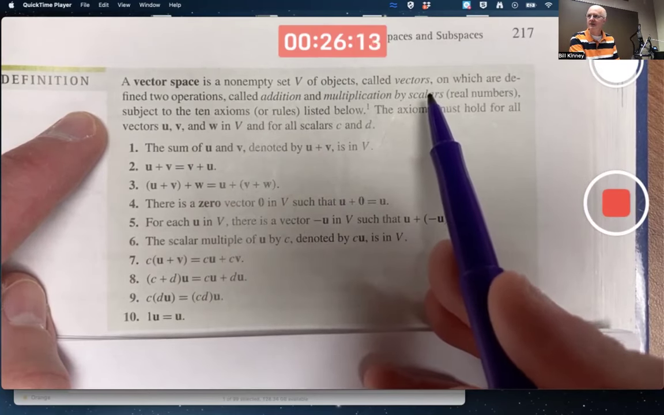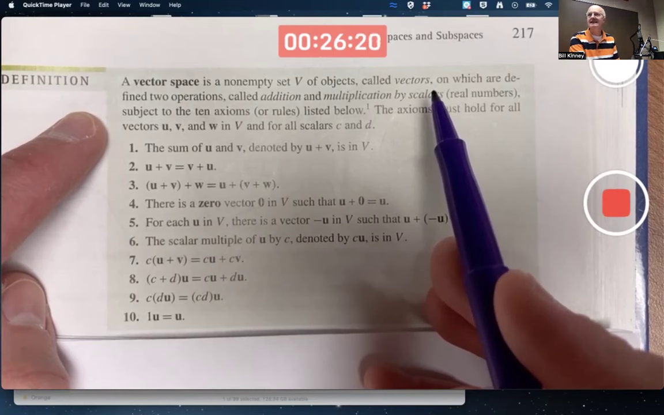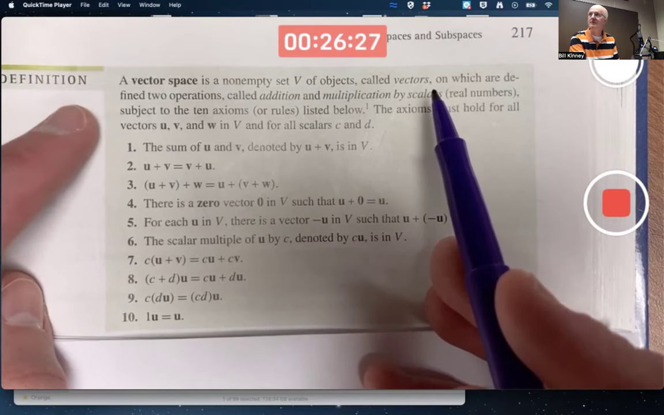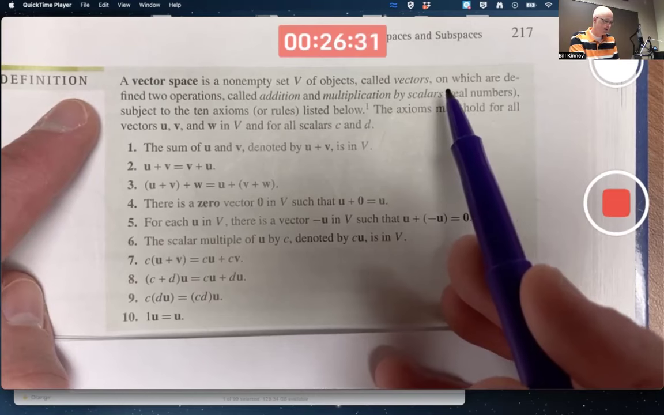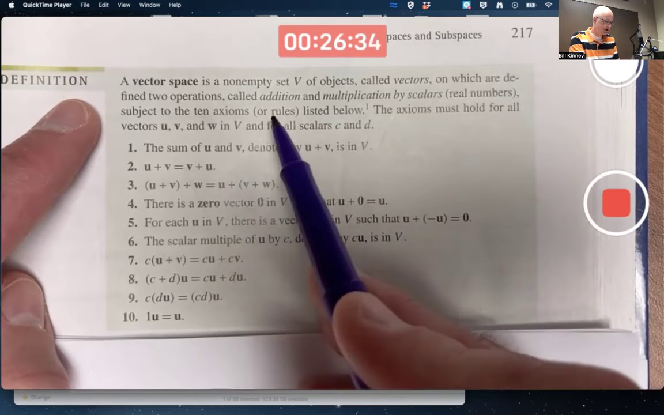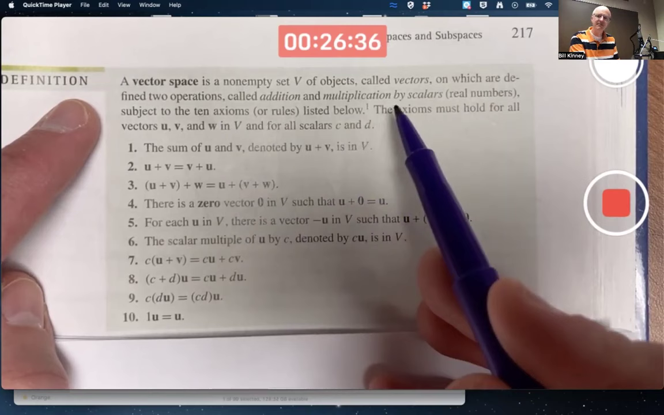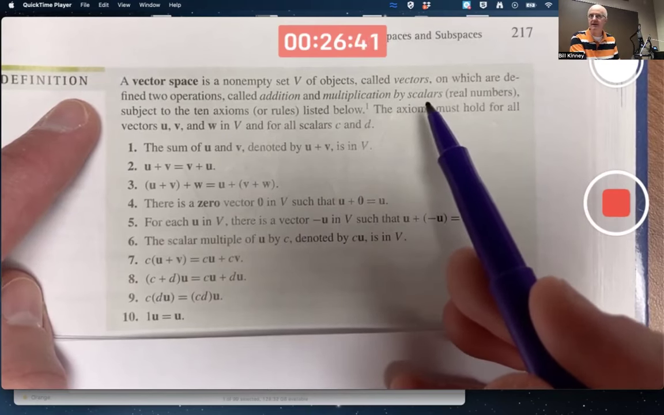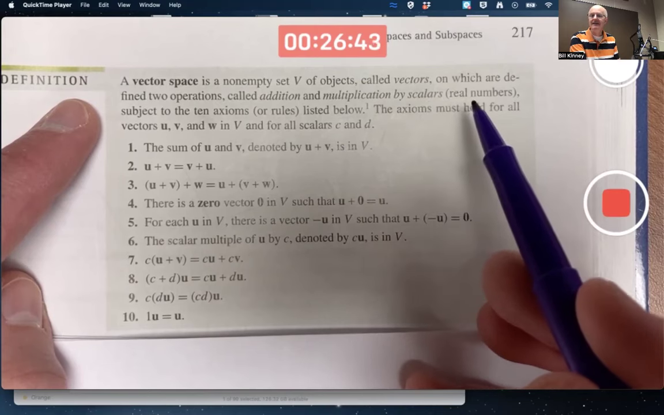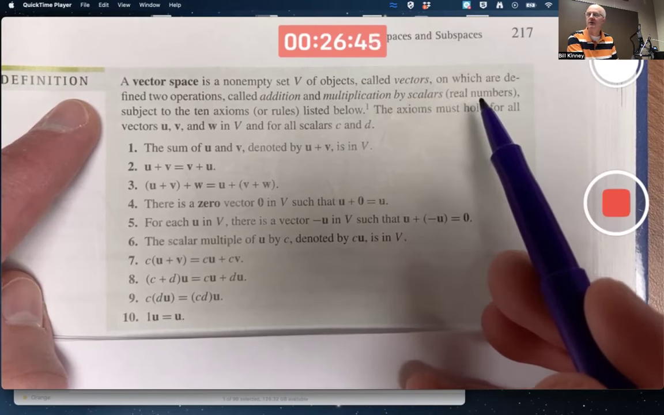Does that mean the vectors have to be arrows as you always draw them in linear algebra and multivariable calculus? They could be, but not necessarily. In fact, examples of vector spaces include vector spaces of polynomials. And you maybe remember that from linear algebra. There are two operations, addition and multiplication by scalars, or scalar multiplication for short. The scalars in linear algebra are real numbers.